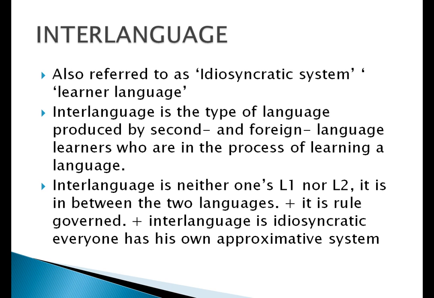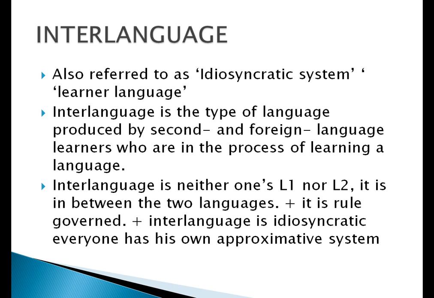Originally the name was Interlanguage, by Selinker, but we have also other names for it. It is also referred to as the idiosyncratic system or learner language. Many people gave it different names, but it refers to one thing. Interlanguage is the type of language produced by second and foreign language learners who are in the process of learning a language. Interlanguage is neither one's L1 nor L2. It is in between the two languages.